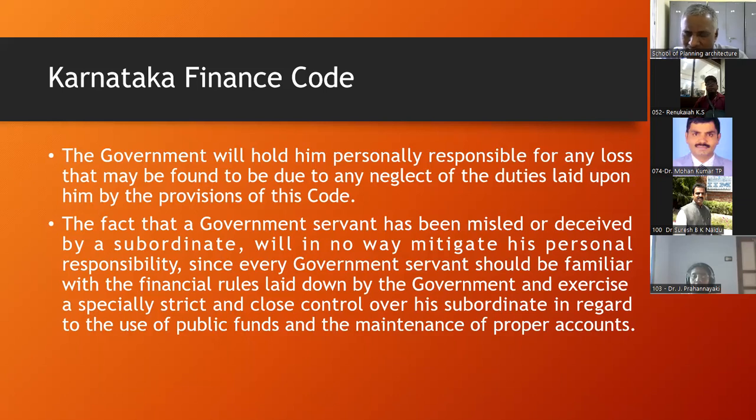Suppose when you sign a file, put a signature on the check, you must be extra careful whether everything is correct and proper. Then only you can sign the check or approve it, because once the administrative approval is given, the subordinates will execute it and say that approval has been given. Whether the approval is proper or not, you have to check it. This is the requirement of the financial code.